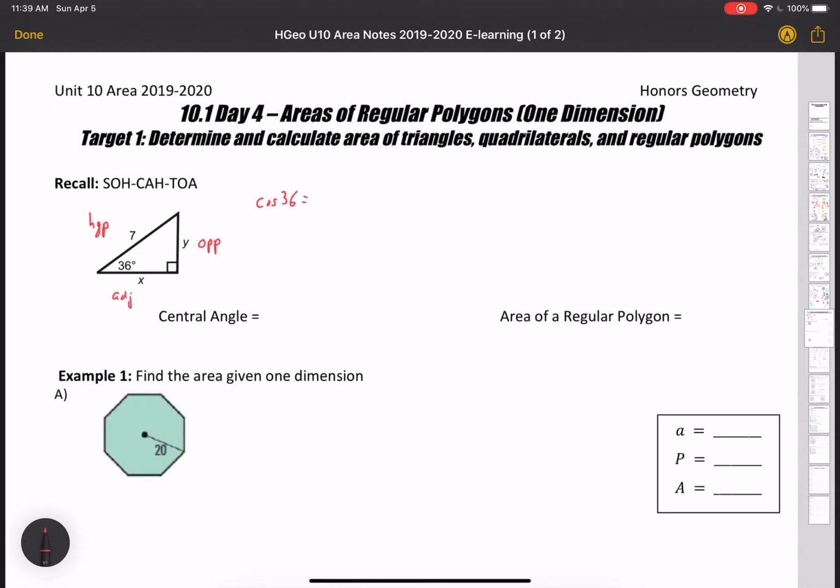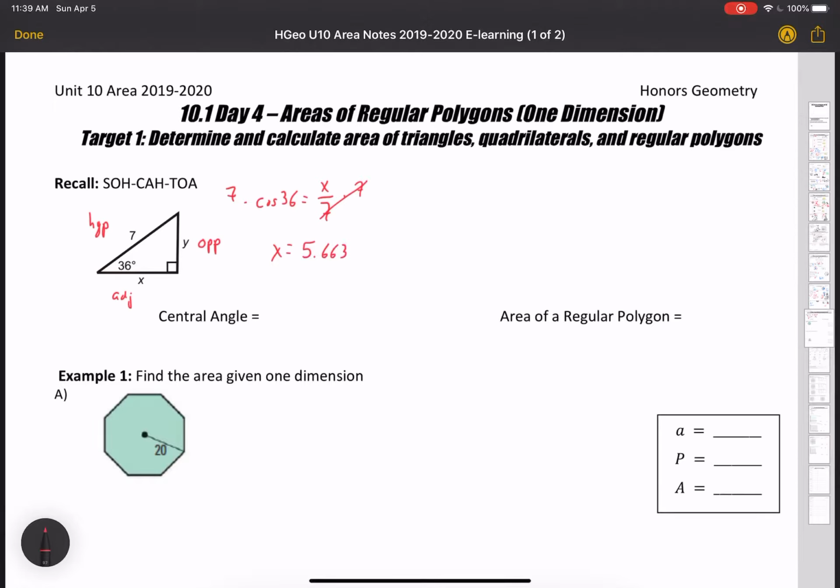So if I wanted to solve for x, what I'm going to set up is cosine of 36 is equal to x over 7. So I multiply both sides by 7. And so x is going to be, and then I plug that into my calculator, 5.663.